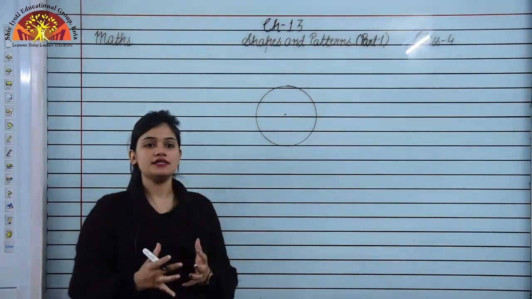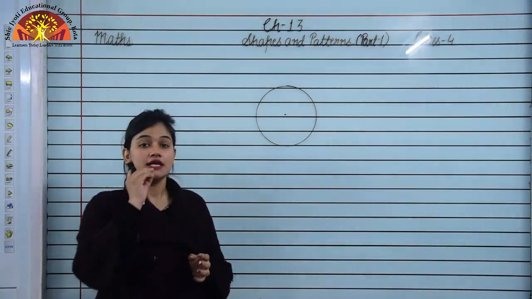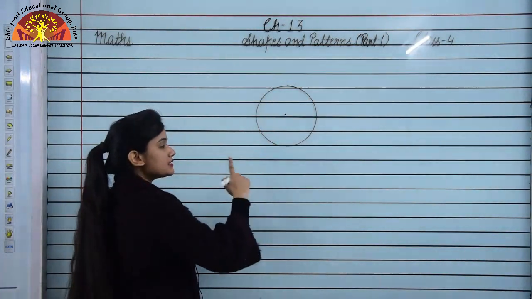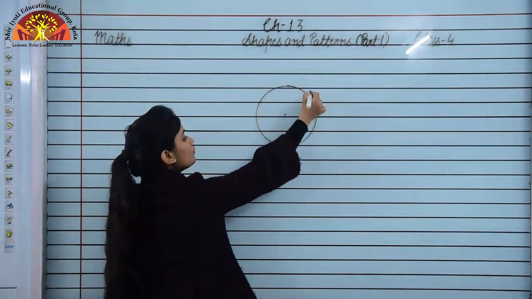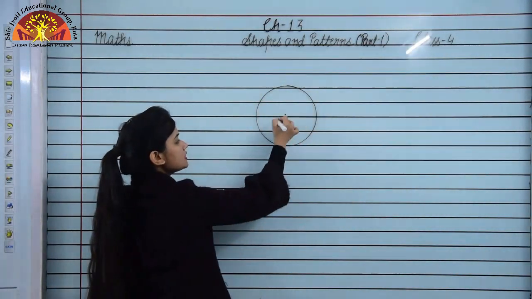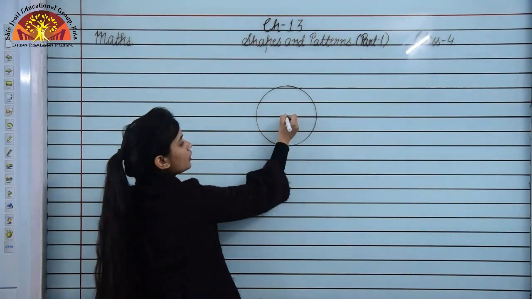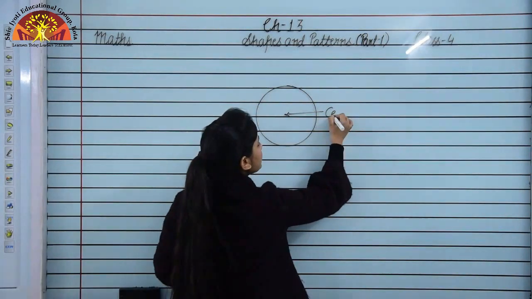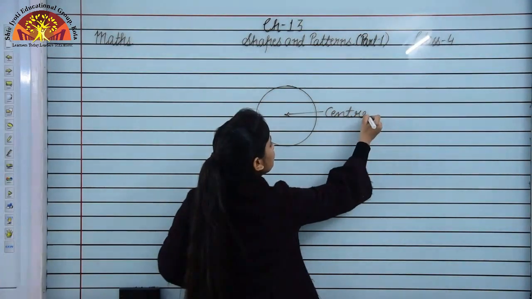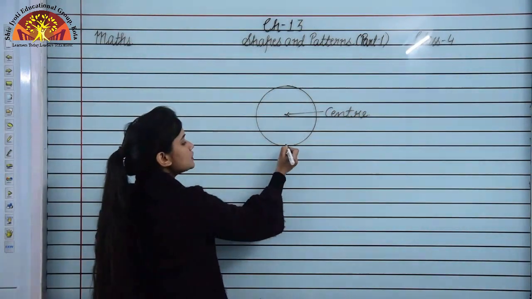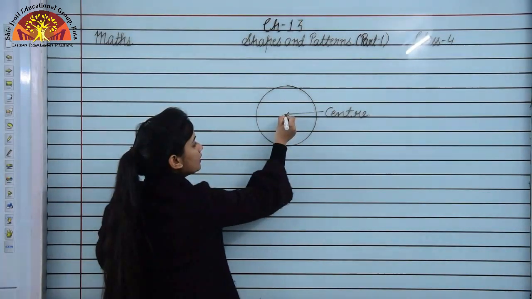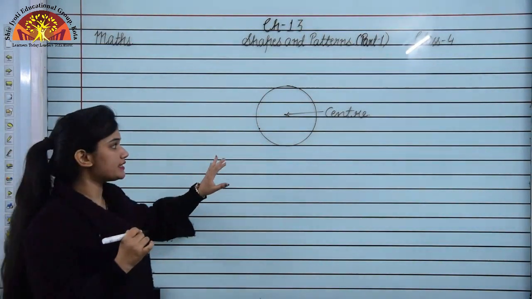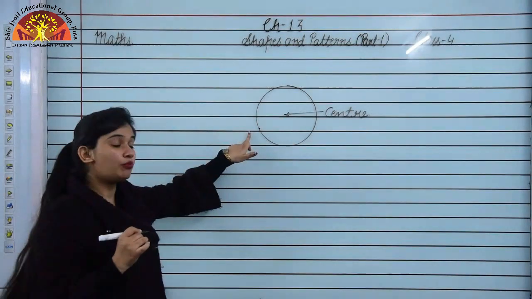So what is the circle, students? A circle is a closed figure which has equal distance from a fixed point. What did I say? A circle is a closed figure which has equal distance from a fixed point. Now what is this fixed point? This fixed point is known as the center point. Okay. And the distance between the center point and any point on the boundary.